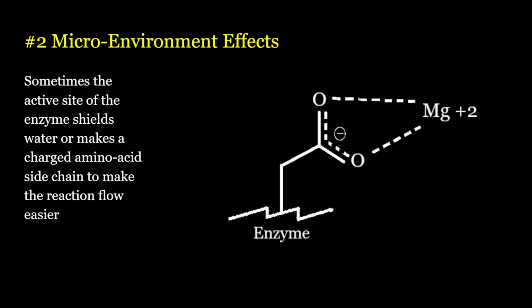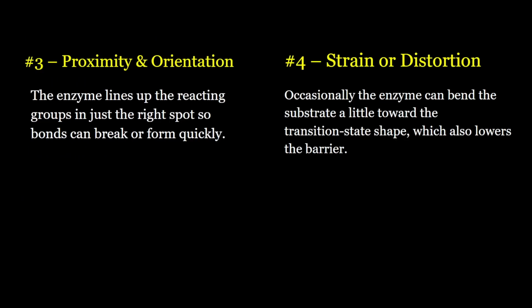Second, there's microenvironment effects. The active site can create conditions that make the reaction easier. The enzyme may shield water, position charged amino acids, or create acidic or basic conditions, and these changes help the reaction occur more easily.